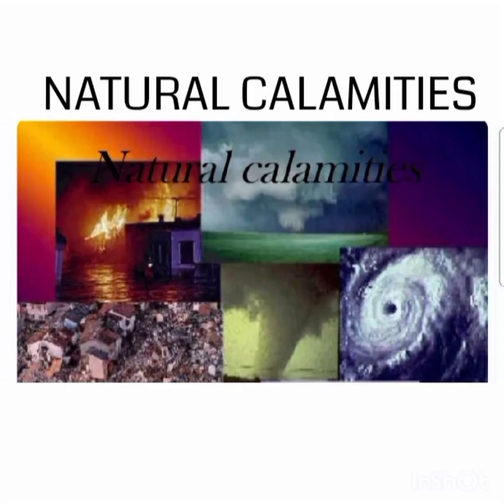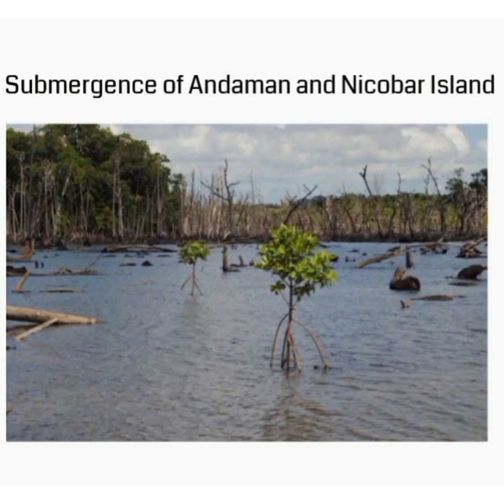Now you see that Earth's surface may change due to natural calamities. And what are the natural calamities? Like earthquake, flood, drought, tsunami. So these all are natural calamities, and Earth's surface may be affected by them. For example, there could be submergence of land as happened in case of the tsunami recently, when parts of Andaman and Nicobar Islands were submerged under water.